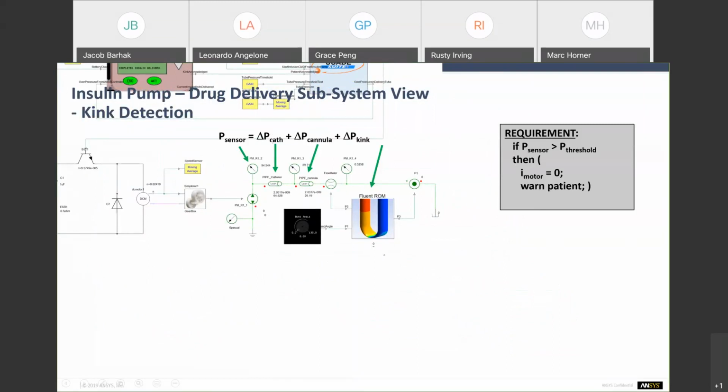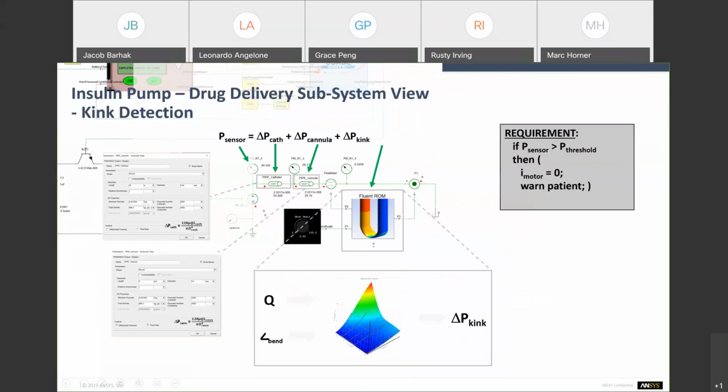Those are coming from the catheter, the cannula, as well as potential kinking that occurs in the catheter itself. I'm going to go through this very quickly, just being mindful of time. But in this case, we have reduced order models that solve the simple laminar flow equation to give us the pressure losses in the catheter and cannula.